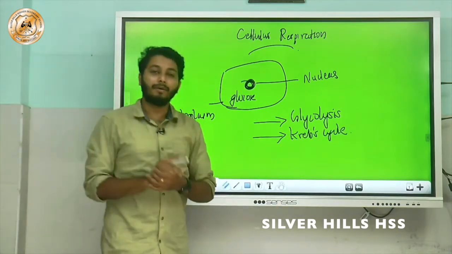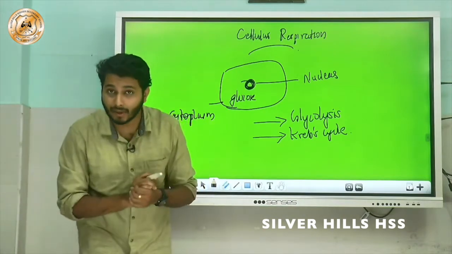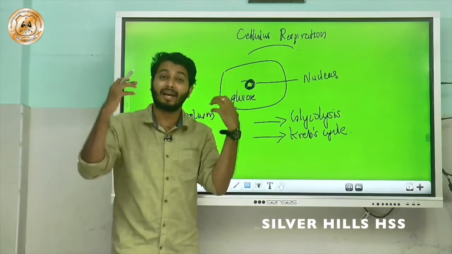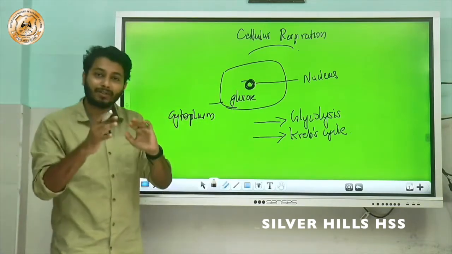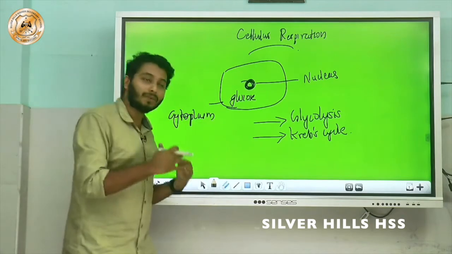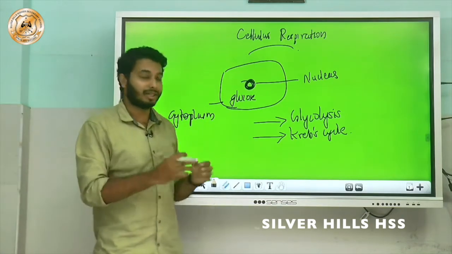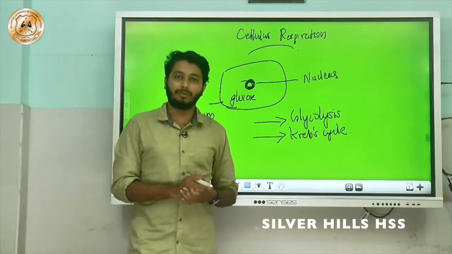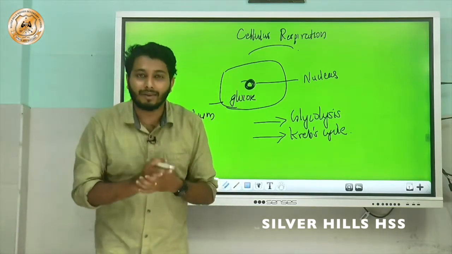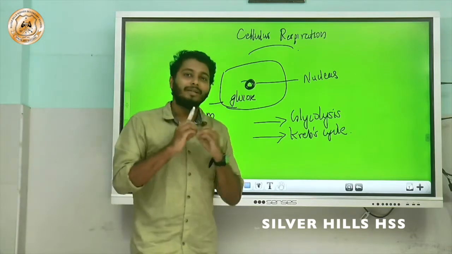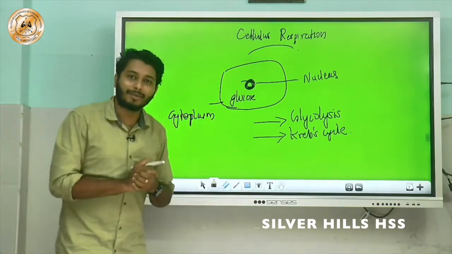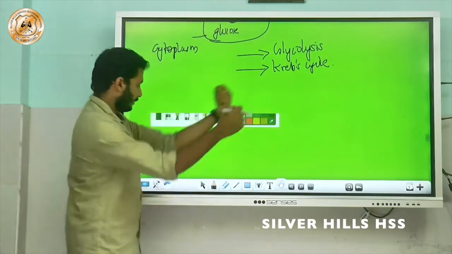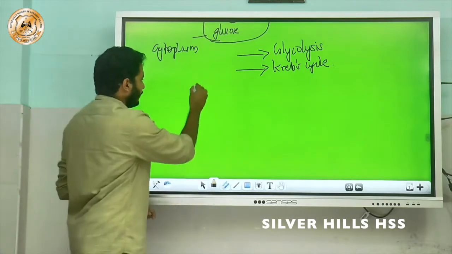The type of respiration taking place at the cellular level is called cellular respiration. It is the process by which the cells derive energy. The glucose present inside the cell is converted to energy. That process is called cellular respiration, and it has two phases: glycolysis and the Krebs cycle. Let me explain glycolysis and the Krebs cycle in detail. We'll start with glycolysis.